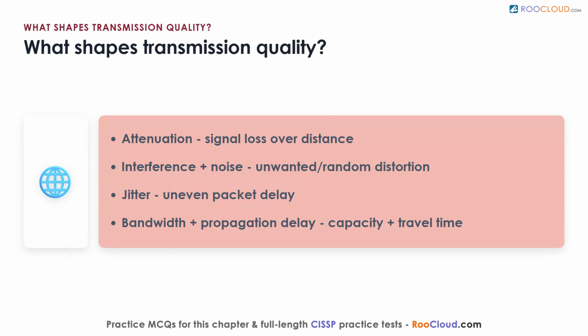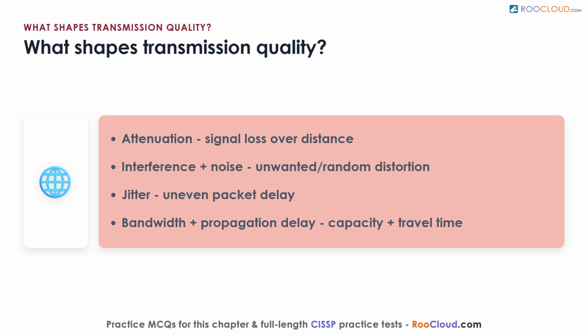What shapes the quality of a transmission medium? A handful of physical factors, and they apply whether the path is a cable or open air. Attenuation is the loss of signal strength over distance. Interference is unwanted signals, from electrical noise or radio sources disrupting yours. Noise is random variation that distorts the signal. Jitter is uneven delay between packets, and bandwidth is the range of frequencies the medium can carry, which caps how much data flows. Propagation delay is simply the time a signal takes to travel end to end.